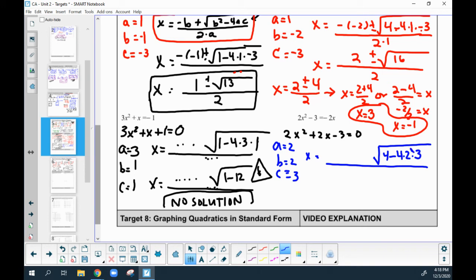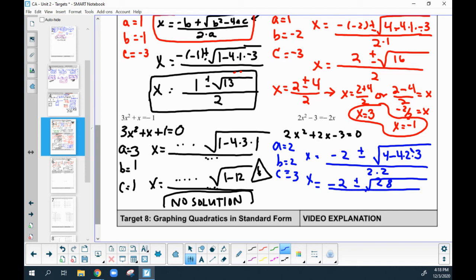Okay. So that means underneath I'm going to get 4 plus something. So I'm going to keep going. Okay, so let's keep going here. Opposite of B, plus or minus, all over 2 times A. Running out of room a little bit. Let's see if I can squeeze it in. 2 plus or minus the square root of 4 plus something. So 4 times 2 is 8. 8 times 3 is 24. So 4 plus 24 is 28.